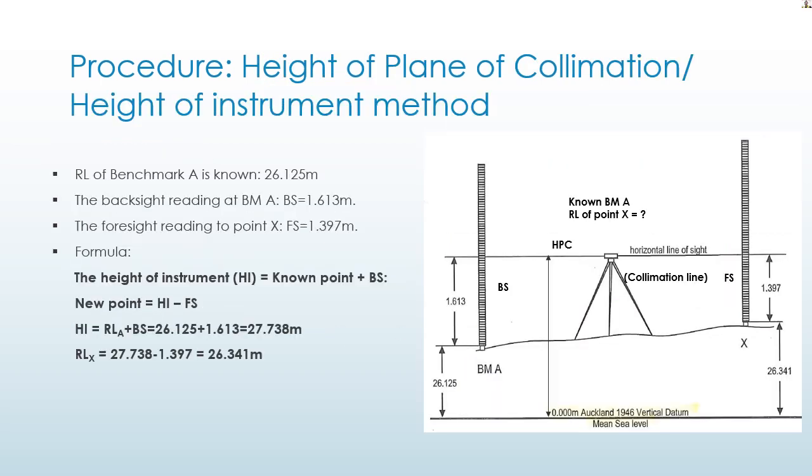Now, let's look at another method to calculate the reduced level of point X from the benchmark A. The name of this method is height of plane of collimation. This is the height of the collimation line. It's also called the height of instrument method. This is the height from the datum to the telescope level.